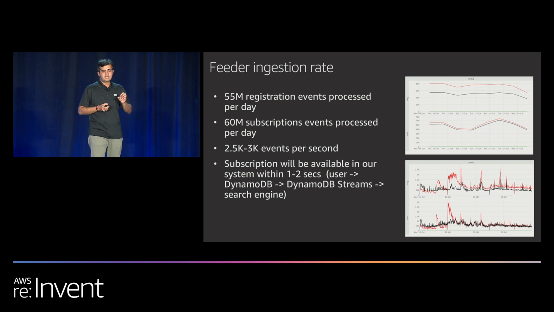So how do all these settings help us in our feeder? With all the above settings that I just mentioned, our DynamoDB stream consumer search feeder, which reads data from DynamoDB using KCL and the DynamoDB stream adapter, is currently able to ingest around 55 million registration events and around 60 million subscription events per day per region. The bottom graph shows how we are doing at the per-second level. This design currently helps us achieve 3000 events per second per stream per region.